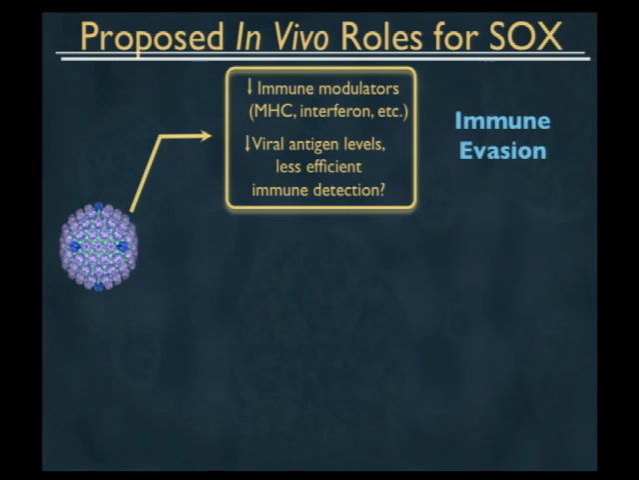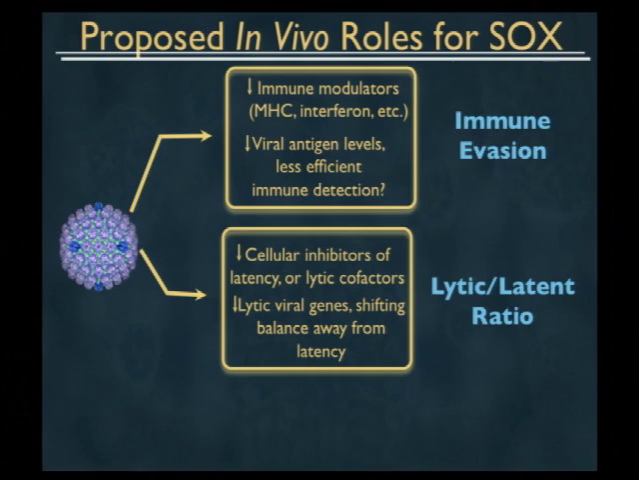It may make these cells less able to be detected and cleared by the immune system. So it could be a general immune evasion mechanism. None of these are mutually exclusive, by the way. As I showed you, the host shutoff could also be important for maintaining an appropriate lytic-latent ratio.